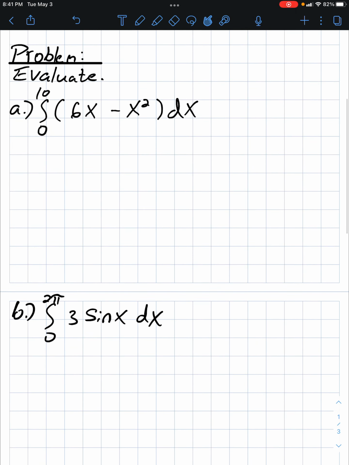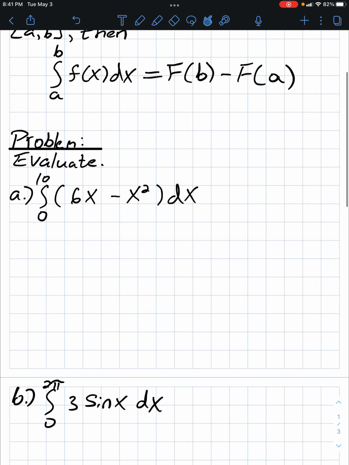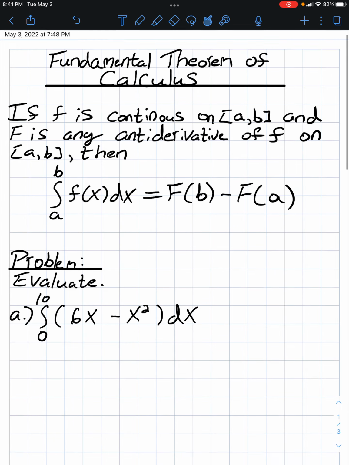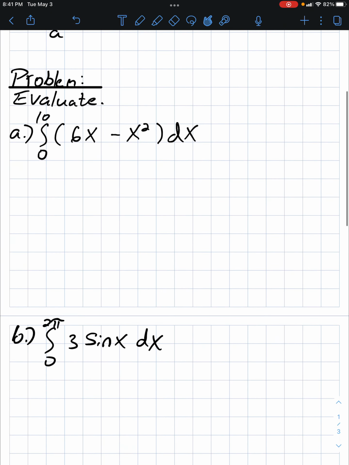The problem. Evaluate, in part A, the integral from 0 to 10 of 6x minus x squared dx, and in part B, the integral from 0 to 2 pi of 3 sine of x dx. Now pause this video, take a few minutes, and solve this problem. Welcome back. Hopefully you were able to solve this problem. Now, let's work on it together.